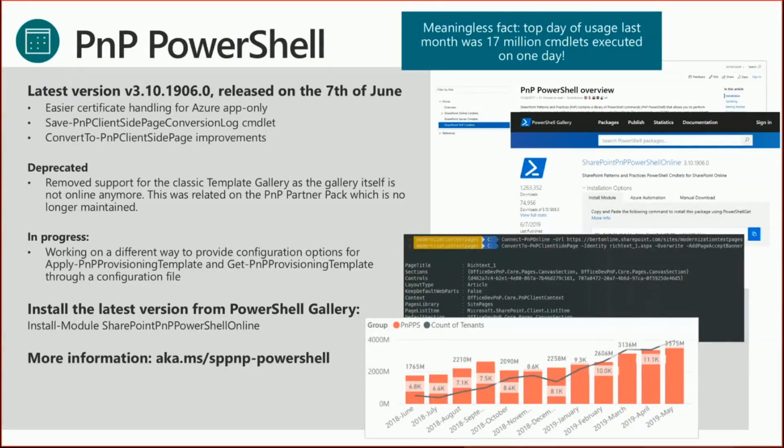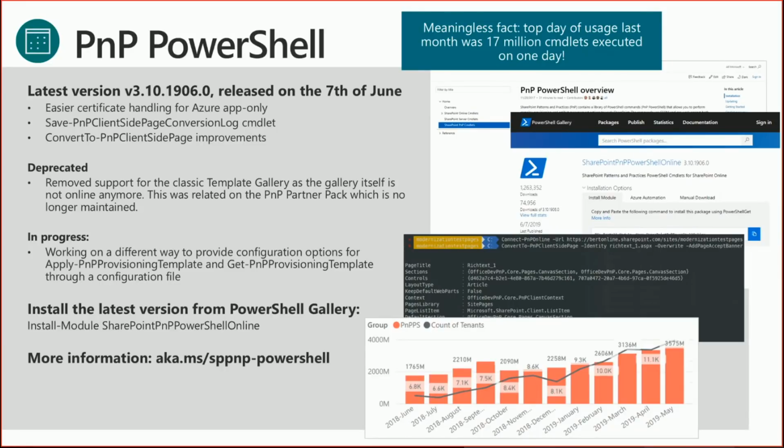PowerShell, so the June release, which was out already. Back then we added some better support for certificate handling. We did some certificate key cleanup that caused some problems. That was fixed. And then the other major things are all around modernization.